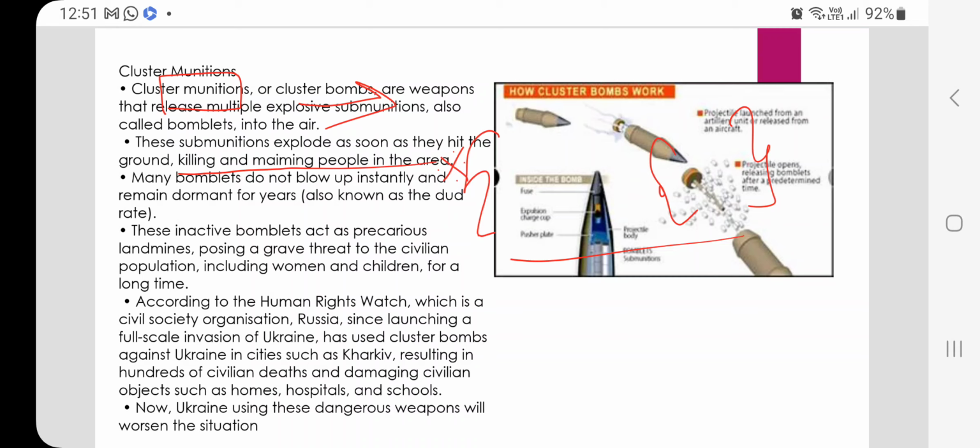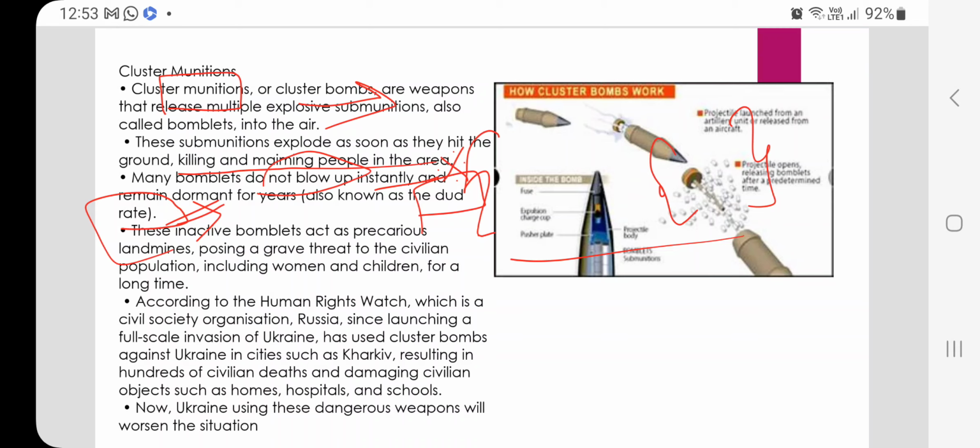Also, such use of bombs tends to have a very high dud rate, meaning that several of the bomblets fall on the ground but do not detonate. They don't blow up instantly, and remain dormant for several years in the battlefield. Is that clear? Like some of the firecrackers used in Diwali, which do not explode, they remain dormant like that.